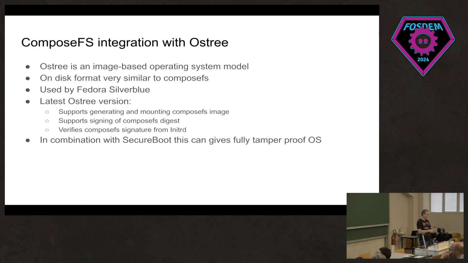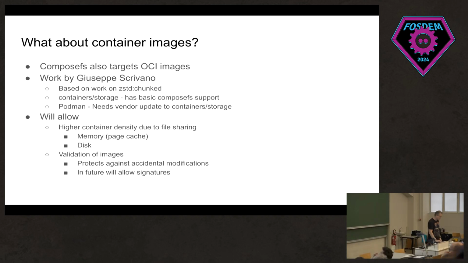And if you're using something like Secure Boot to make sure you boot the right kernel and you write initramfs, then you basically have an entire tamper-proof boot signed by your BIOS key, basically. But this talk is about containers. And ComposeFS has two major targets. It has the OSTree use case and OCI images.